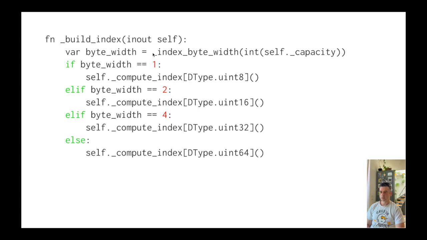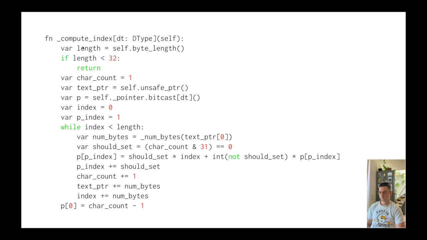What we do here is we say, well, index byte width, give it to me, given the capacity, and then if it's 1, then we store the indexes in uint8. If it's 2, uint16, 4, uint32, otherwise uint64. All right, and then this is a computation where we say, give me the byte length, and if it's smaller than 32, nothing to do here. Otherwise, char count is 8, text pointer is an unsafe pointer. Here we have a pointer to the index.